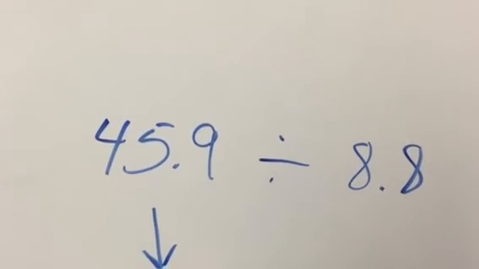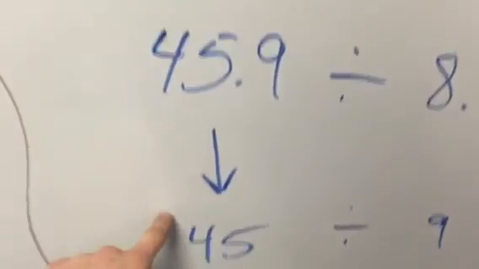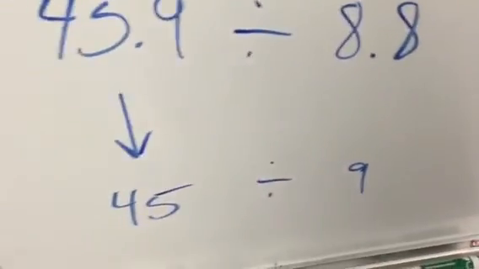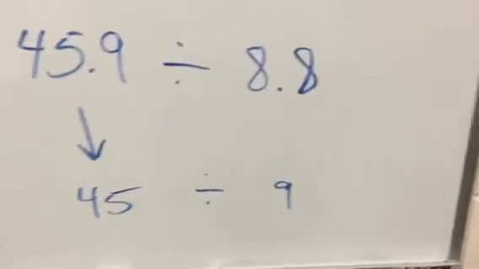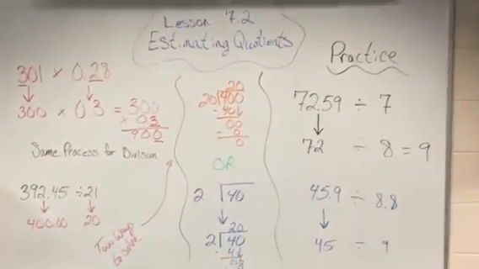For this next problem, 45.9 divided by 8.8. Well, I'm going to make this 45. 8.8, I'm going to round up to 9. 45 divided by 9. Right, it's 5. All right, and that's all we have for lesson 7.2, estimating quotients.